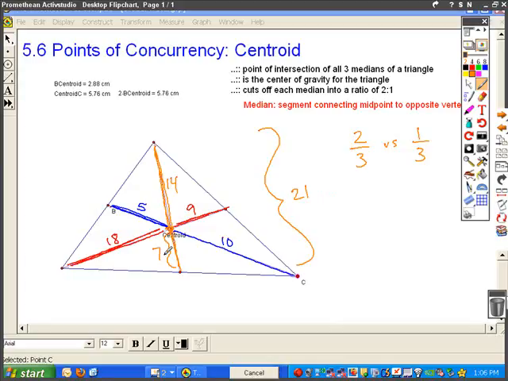Okay, so this, the centroid, is what you will often be using when it comes to the calculations of this section. So be prepared for these relationships, this 2 to 1 or 2/3 or 1/3 of the whole thing.